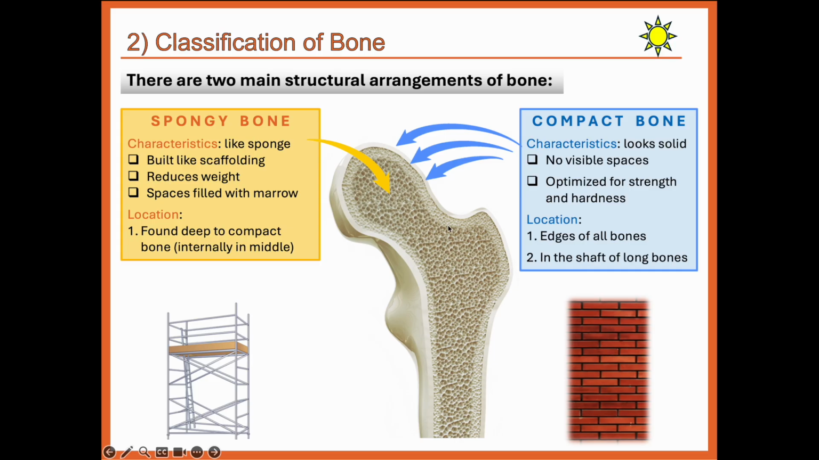This is a place where we could have some blood forming cells, these stem cells for blood in the marrow. We're gonna see this red bone marrow. So spongy bone, I need you to know that this is located deep in the internal part of the bone, right? Internally in the middle of the bone is spongy. On the outsides is compact bone, okay?